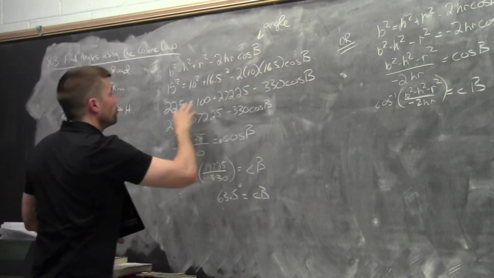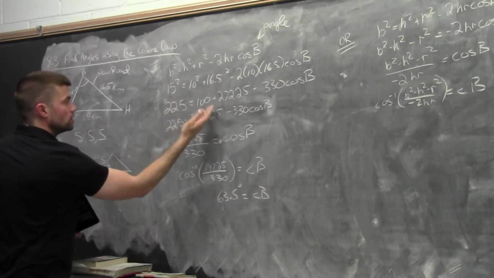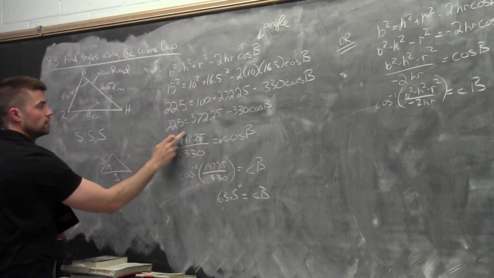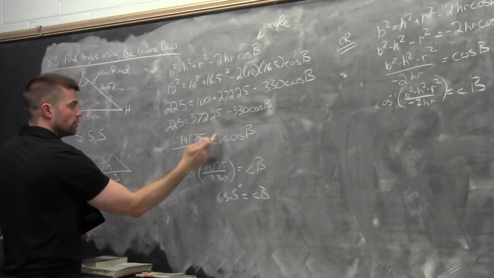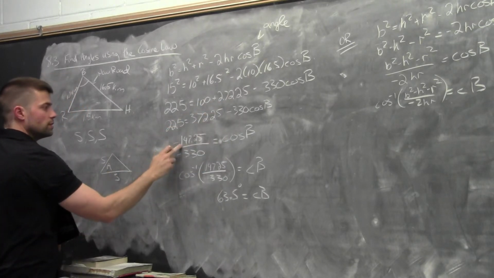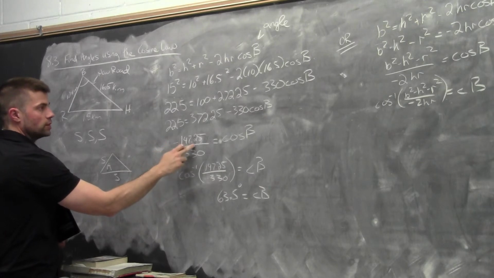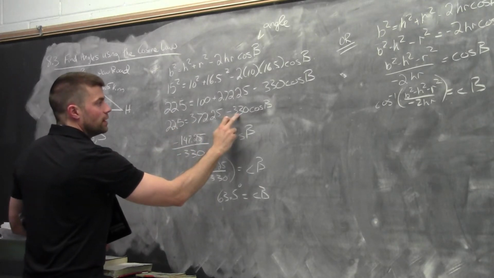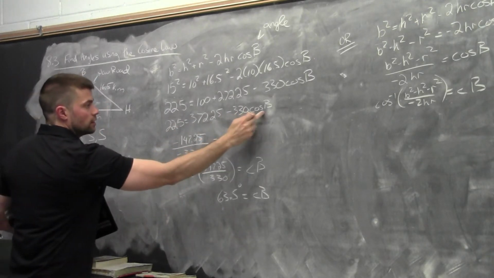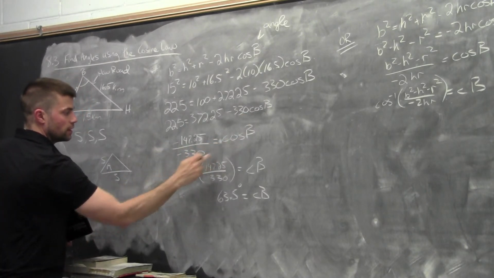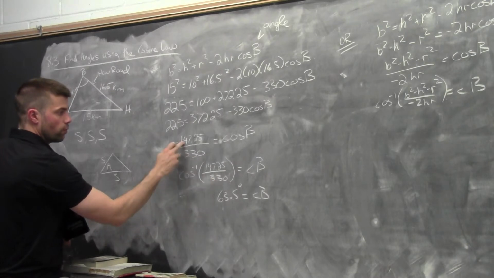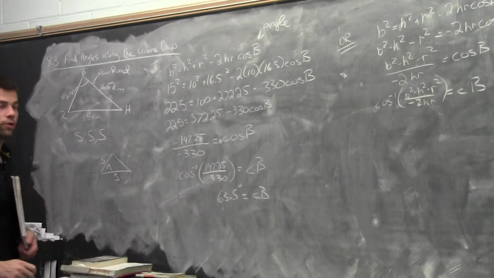Okay, so if I plug in all those values and rearrange, the positives I'm going to bring over and subtract. So 225, this is 100 plus 272 is 372. 225 minus 372 is minus 147. And then I need to divide by negative 330 to isolate for cos B. So these negatives cancel, and I'm taking the inverse cos of 147.25 over 330.